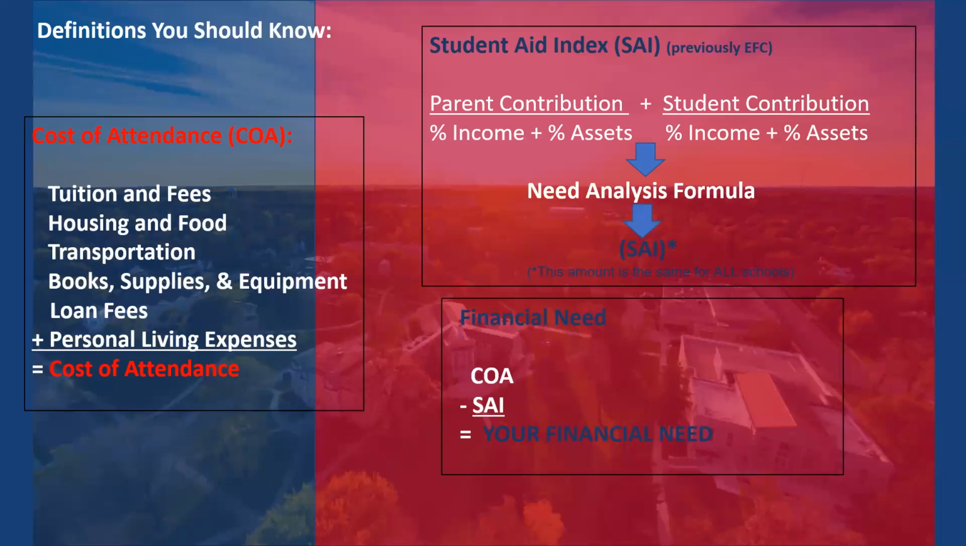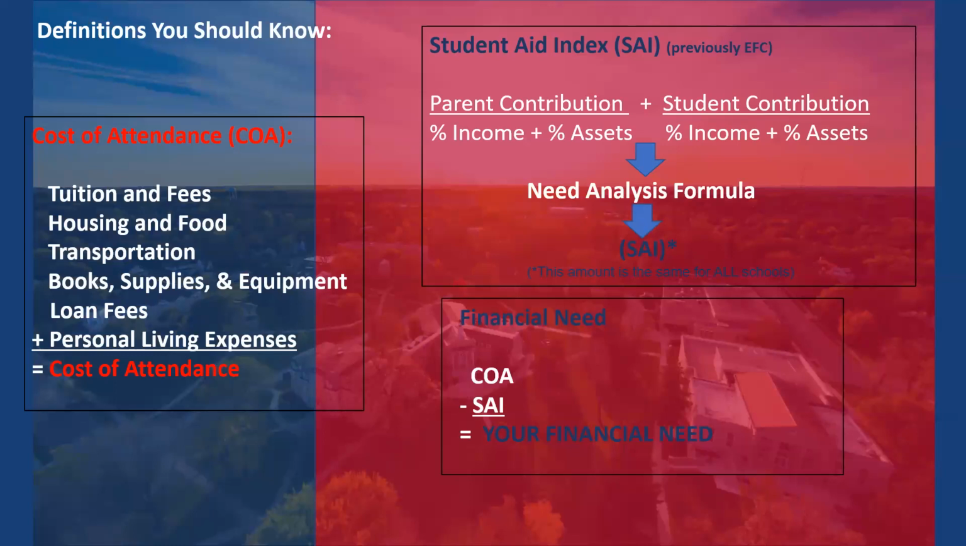Another thing that you should know is the Student Aid Index, or SAI. In previous years, this was called the EFC, or Expected Family Contribution. The SAI is determined by parental and student contributions. A percentage of the income and a percentage of the assets for both parent and student are combined into the federal need analysis formula. And the output then is the SAI. It should be noted that the SAI is the same no matter what type of school the student attends.